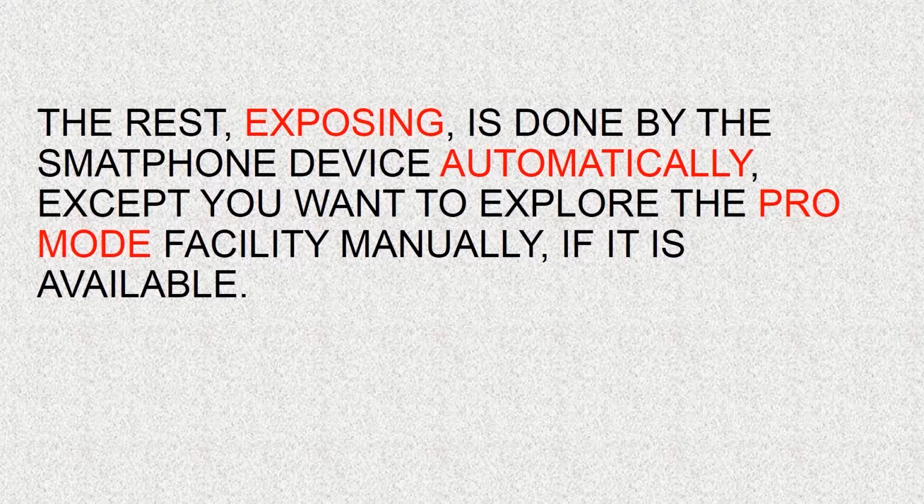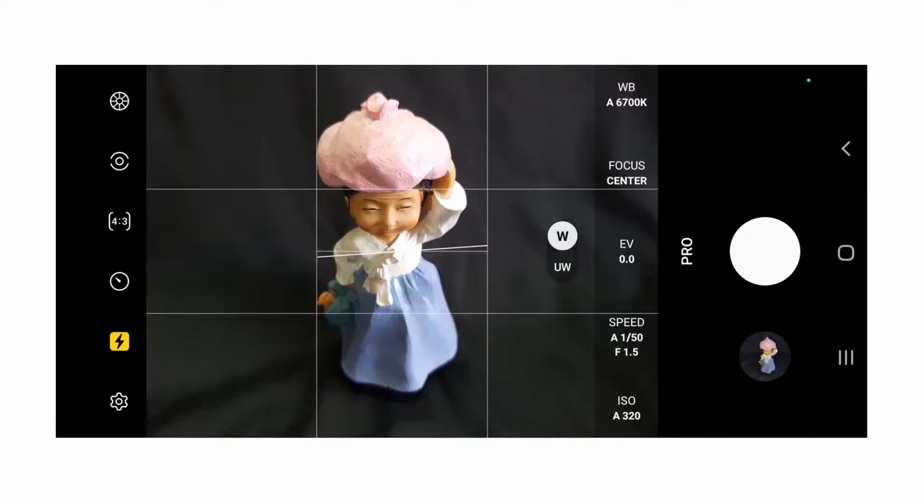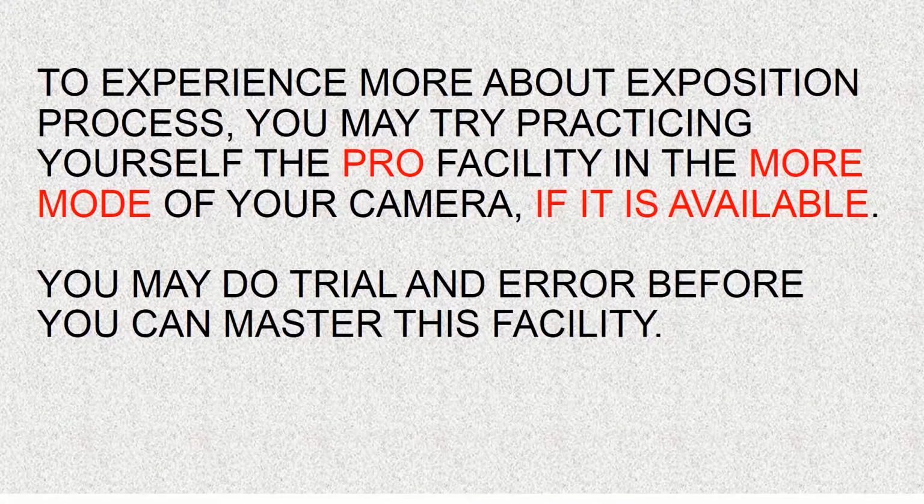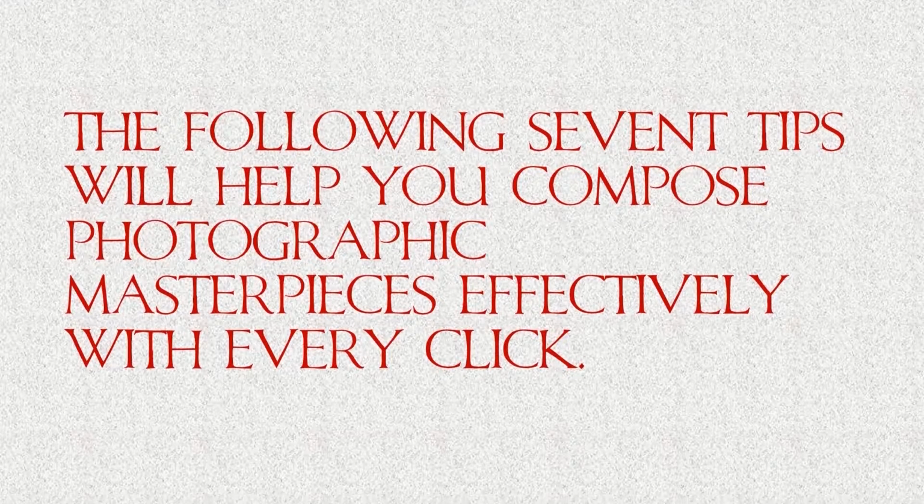The rest, exposing, is done by the smartphone device automatically, except if you want to explore the Pro Mode facility manually, if it is available. To experience more about the exposure process, you may try practicing the Pro facility in the More mode of your camera, if it is available. You may do trial and error before you can master this facility. The following 7 tips will help you compose photographic masterpieces effectively with every click.